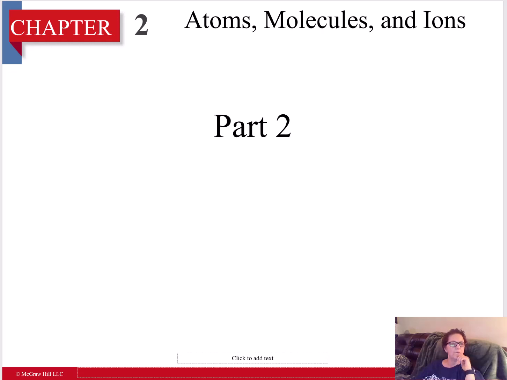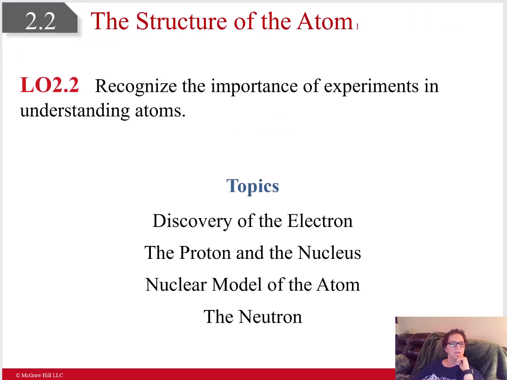Hi everyone, welcome back. This is part 2 of atoms, molecules, and ions. And in this portion, in section 2.2, we're going to talk about the discovery of the electron, the proton, and the nucleus, and then look a little bit at the nuclear model of the atom, and then a little bit about the neutron. All of this came about because of a lot of experimentation and reporting and researching and sharing among scientists to come up with this.